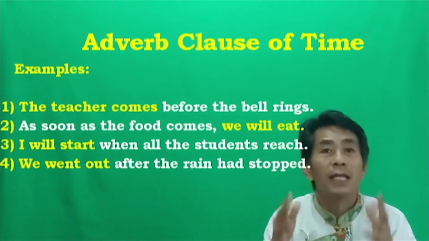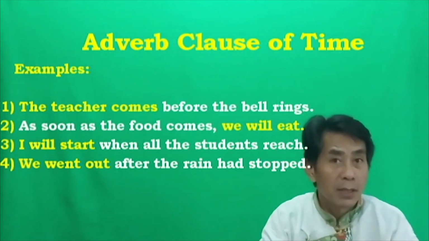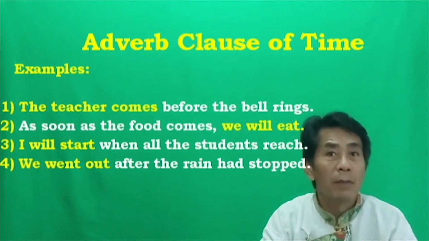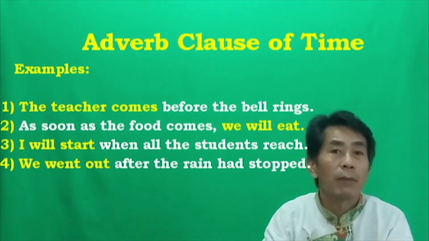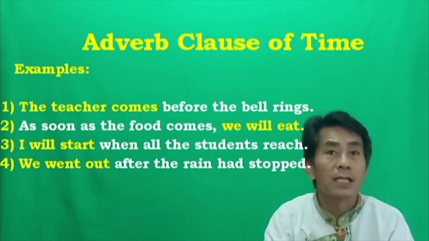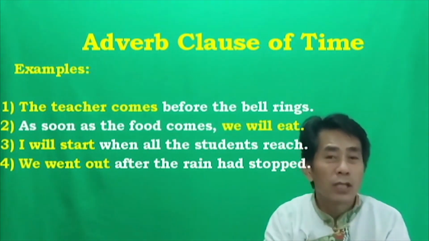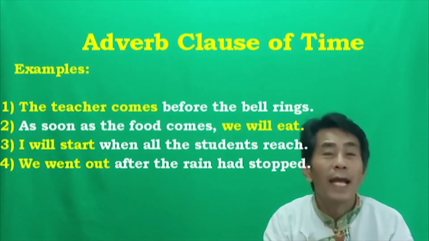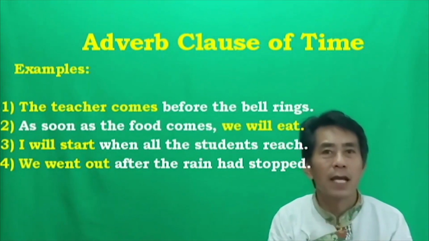For example, the teacher comes before the bell rings. The teacher comes is the main clause. Before the bell rings is a subordinate clause. Before the bell rings does not make complete sense, so it has to depend on another clause, that is, the teacher comes. The teacher comes before the bell rings. Now it makes complete sense. So all the clauses that we are doing are dependent clauses. You got it?